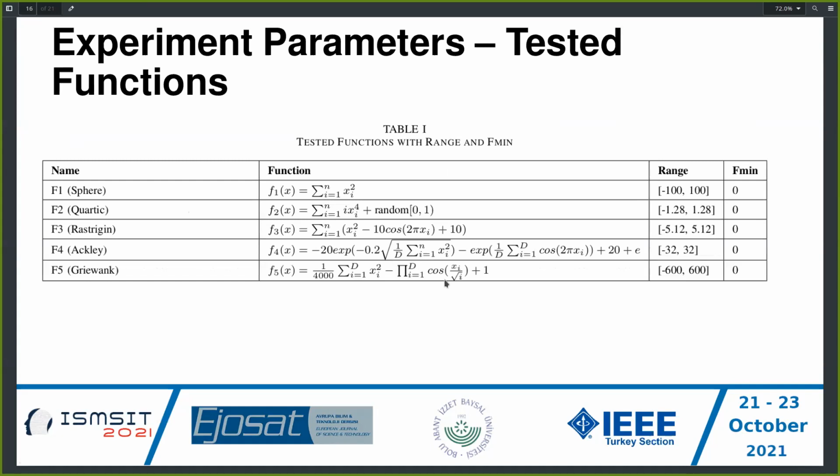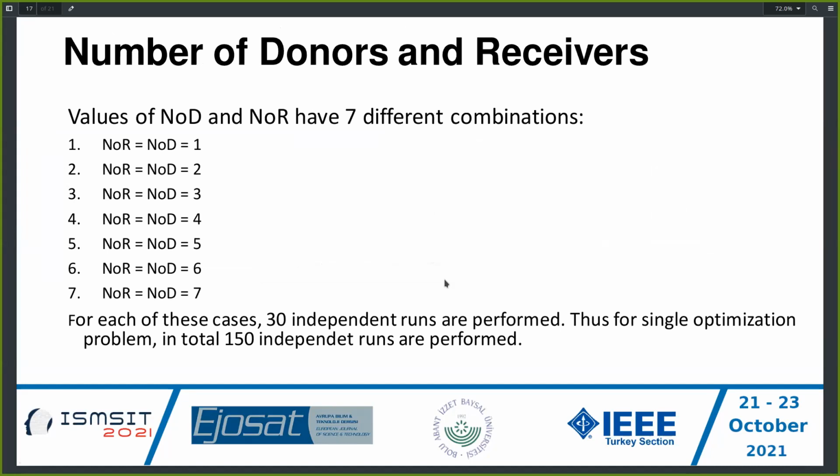For the tested functions, we have Sphere, Quartic, Rastrigin, Ackley, and Griewank functions. And for all of these functions, we are finding the minimum. The minimum for each of these functions is 0, as you can see in the right column.